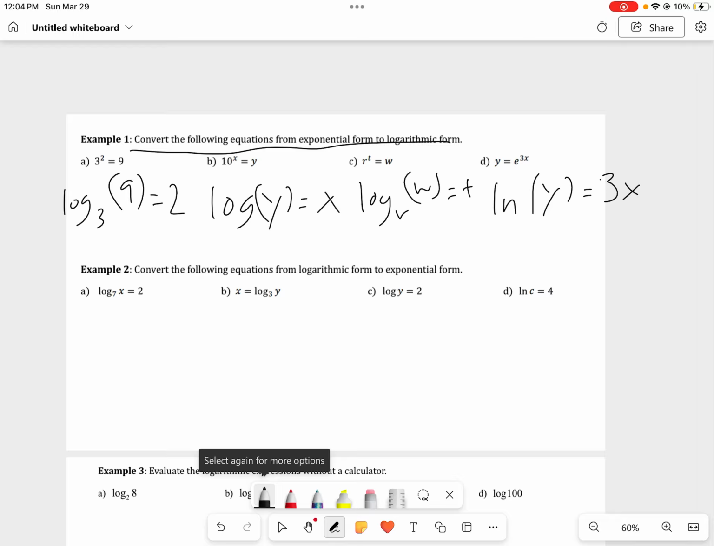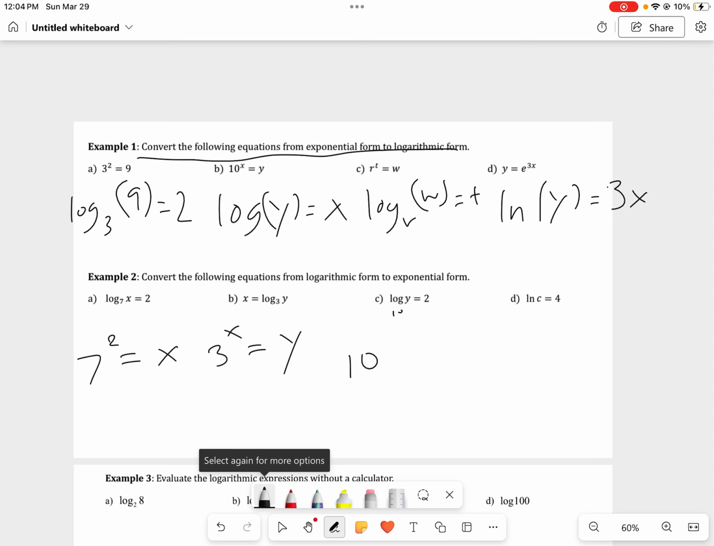Okay, this one is just to exponential, so 7 to the power of 2 is x. And I guess it's already like that. And then 3 to the power of x is y. And then this one right here, there's an invisible 10, so we're just going to do 10 to the power of 2 equals y. And there's the e here, so we're going to do e to the power of 4 is c.